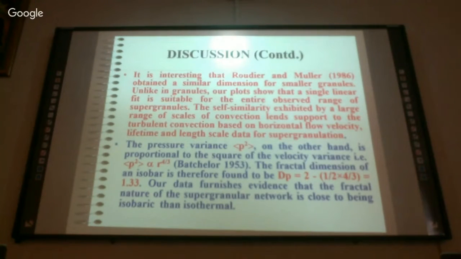But my analysis has shown that it is almost equal to 1.3, which is the same as the 1.33 that you find here for an isobar. You see that this is 1.33, but I have got 1.3. Which means that supergranular convection is isobaric in nature and has a possible turbulent origin.